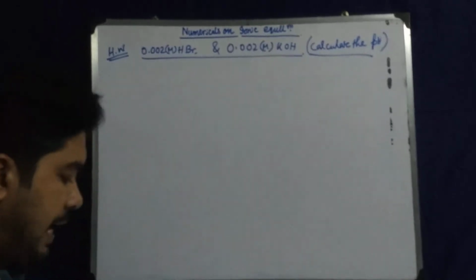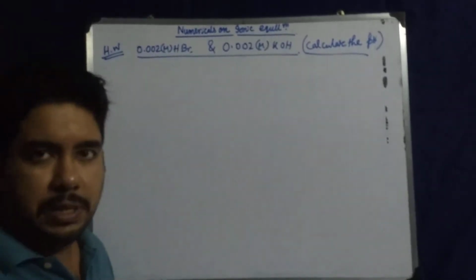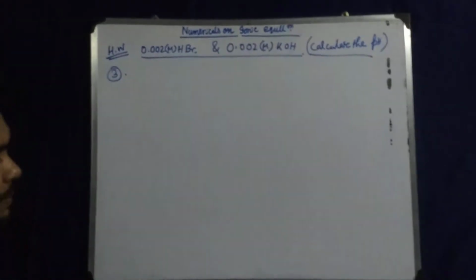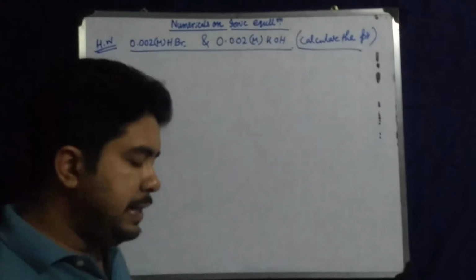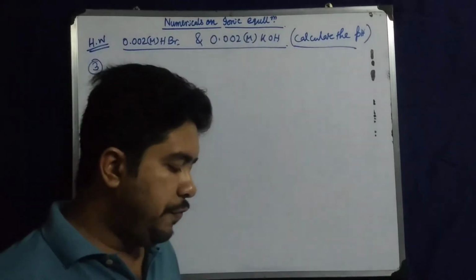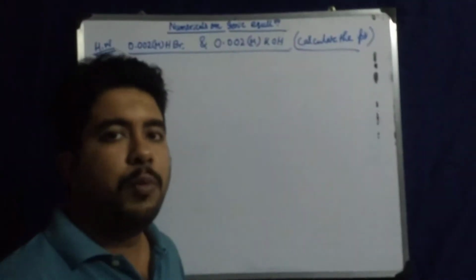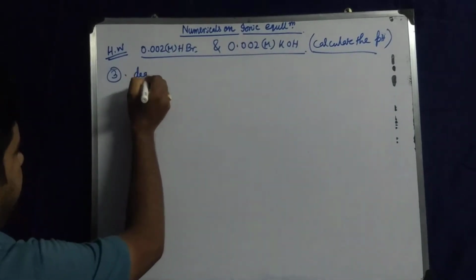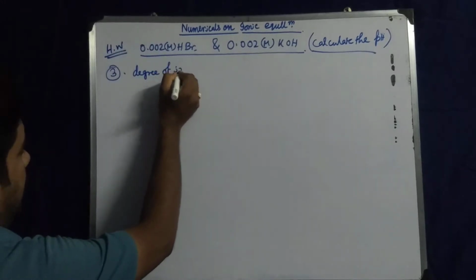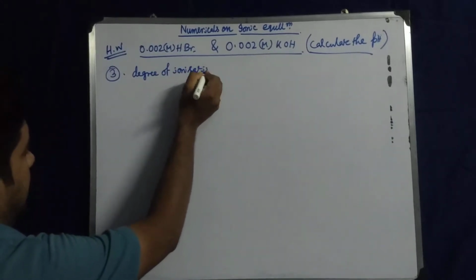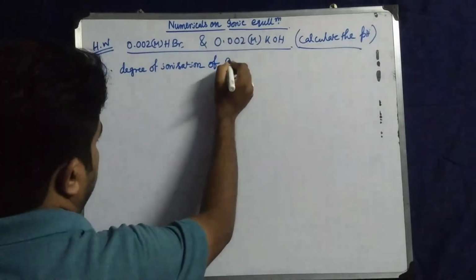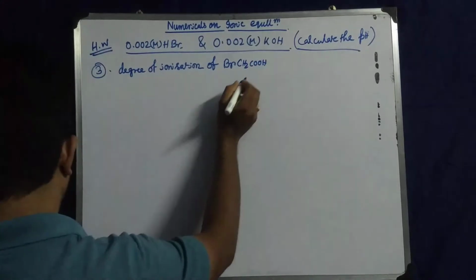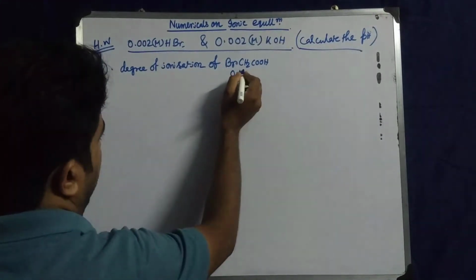Let's go to the next type of question. What is the next type of question? Here it is, question number 3. Let's discuss it. The question is telling that the degree of ionization of a 0.1 molar bromoacetic acid, BrCH2COOH, how much? 0.1 molar.